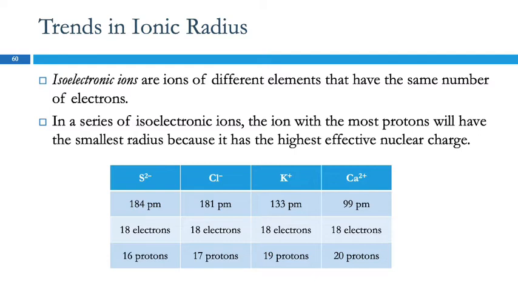So doing isoelectronic ions, the cations are smaller, the anions are bigger. And as you get higher negative charge, the anions get bigger and bigger and bigger. And as you get higher positive charge, they get smaller. Okay?